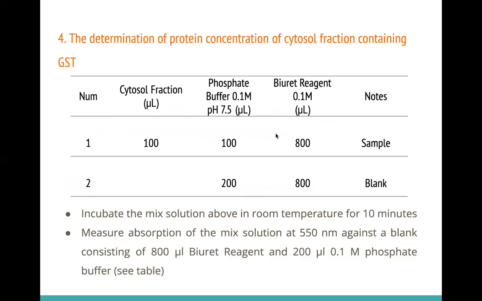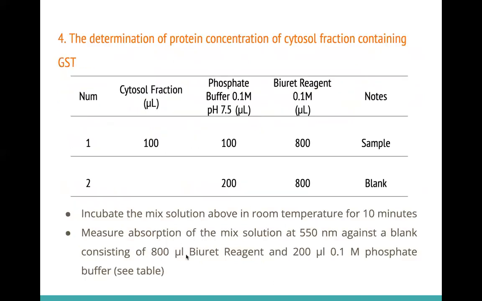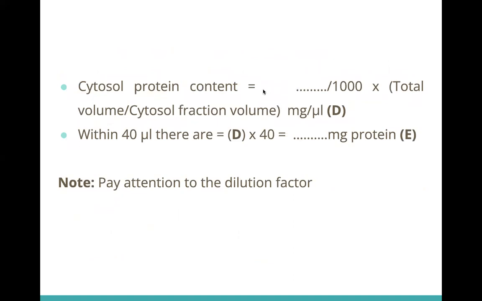So it means after you measure the x protein concentration, which is shown here, you can get the cytosol protein concentration by multiplying by the total volume divided by the cytosol fraction volume. And then within the 4 microliters there is going to be D, the cytosol protein contained within the 4 microliters. There are going to be a milligram of protein.